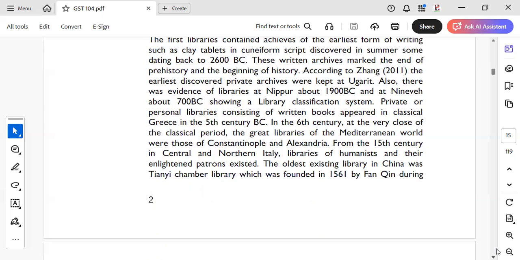And we said from the 15th century in central and northern Italy, that is a question in your exam and your TMA, libraries of humanists and their enlightened patrons existed. That is in the 15th century. Very important. And it happened in Italy.